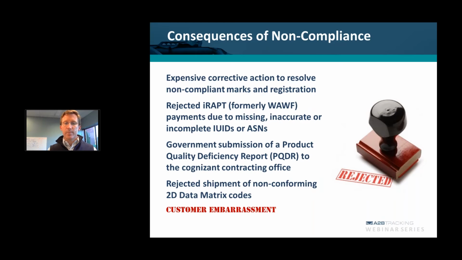Government submissions of a product quality deficiency report, a PQDR, to the Cognizant Contracting Office can take place. It's a mark that goes against your contract, and typically you've got some kind of corrective action that you need to take in order to resolve that issue. We've also seen rejected shipments when items are received when it's discovered that, in fact, 2D data matrix non-conforming IUIDs are on the items and they need to get sent back to the manufacturer for resolution.